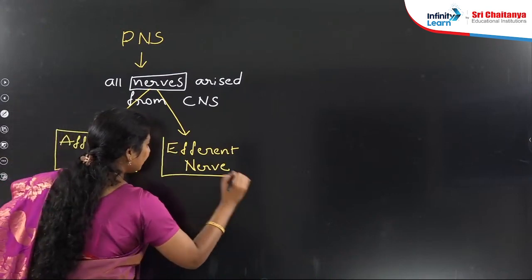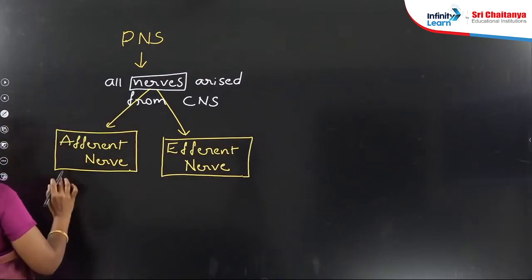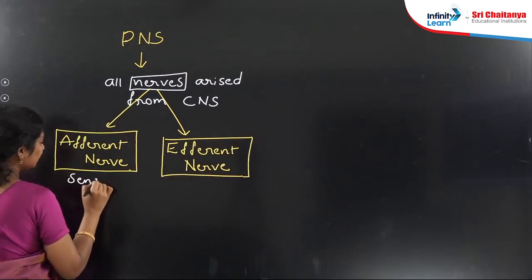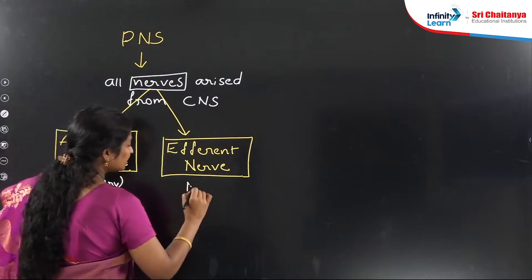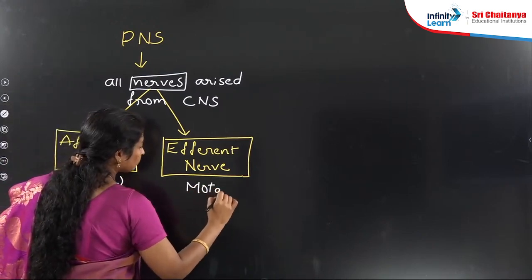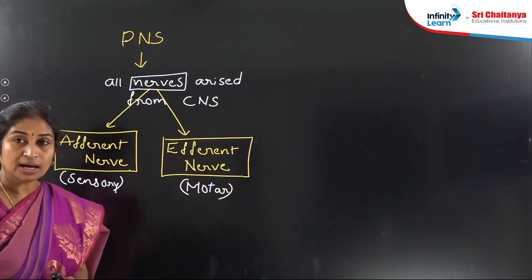What is an afferent nerve? The afferent nerve is also known as the sensory nerve, whereas the efferent is known as the motor nerve. It is known as a motor nerve because it has the motor in action.